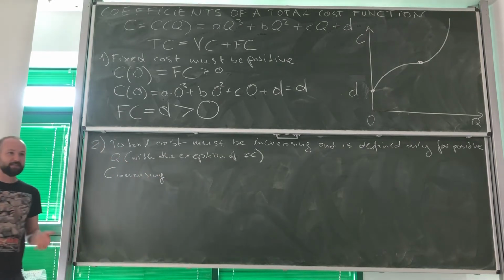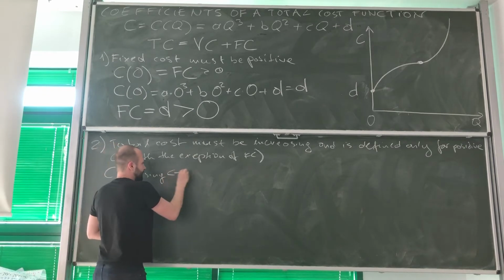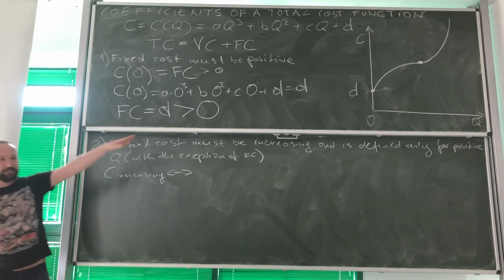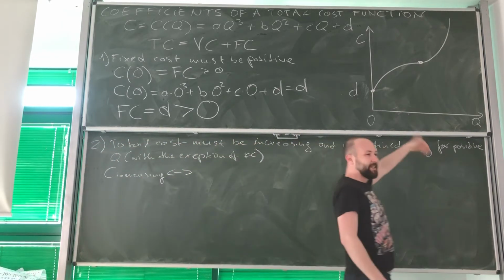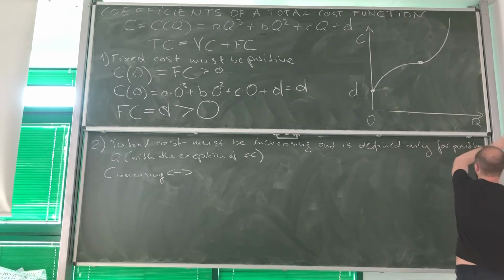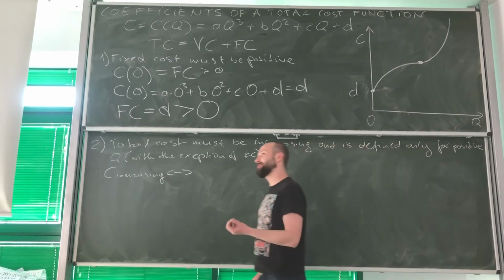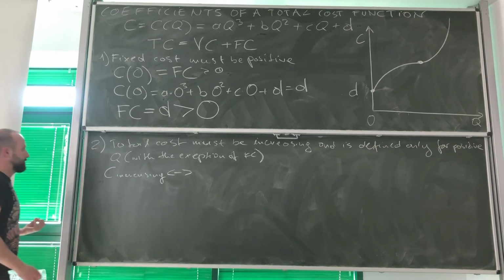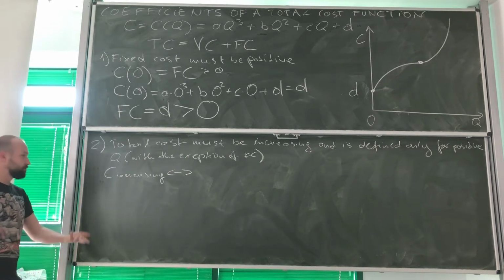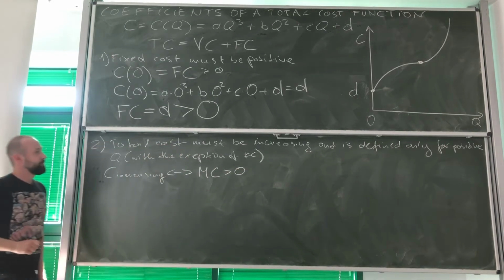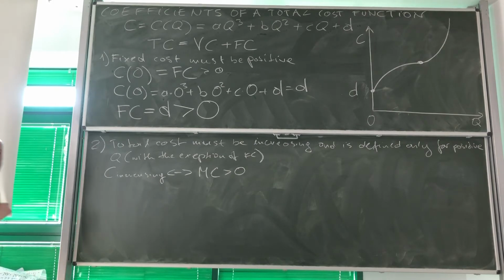What mathematical expression could tell us the same thing? The fact that C is always increasing, so total cost is always getting bigger with the level of production, is simply telling us that the slope of total cost is always positive. What measures the slope of total cost? Well, the slope of total cost is measured by the first derivative. First derivative is marginal cost. And marginal cost, in this case, must be positive.